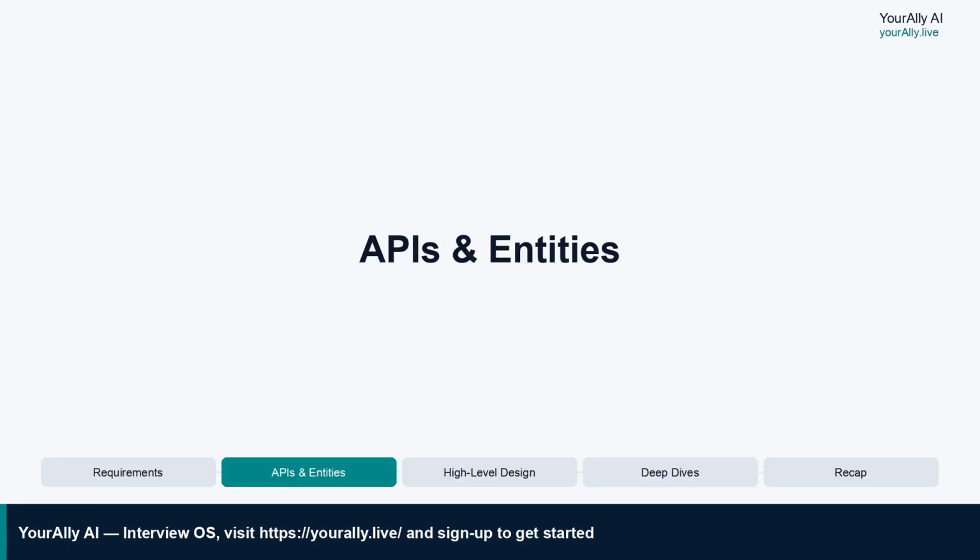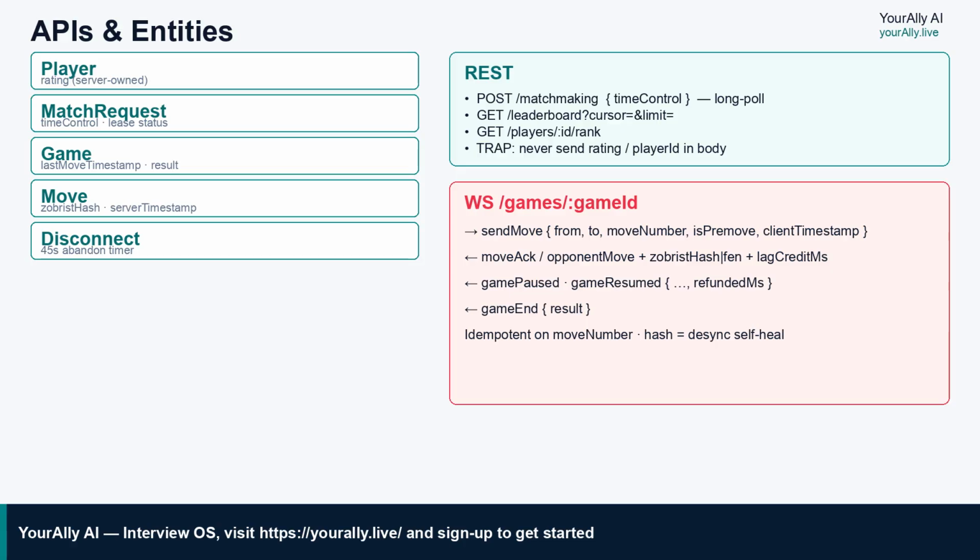Next section, APIs and entities. We name player, match request, game and move. Then split REST matchmaking from the WebSocket play protocol, including the traps interviewers listen for. Entities first, vocabulary before endpoints. Player holds identity and elo. That number drives who you meet and where you sit on the board.